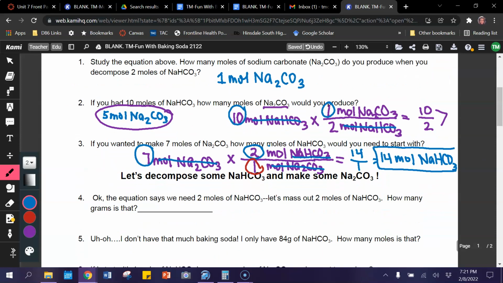Okay, great. We just finished the first part of Fun with Baking Soda. We're going to move on to the kitchen now, where we're going to decompose some sodium bicarbonate to make some sodium carbonate.